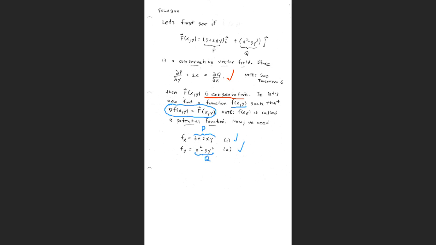So let's say that we worked with the first equation. And I want to know what my function is, right? Well, I know what the partial derivative of the function with respect to x is. That equals 3 plus 2xy. How can I go from the partial derivative of f with respect to x back to the function itself? What would I have to do?